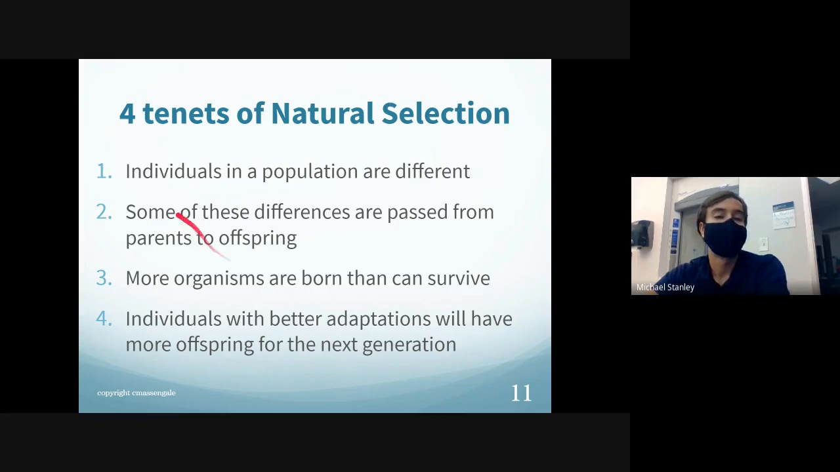So these are our kind of four tenets or four laws of natural selection. In order for natural selection to happen, in order to have this survival of the fittest, all four of these things need to be true.